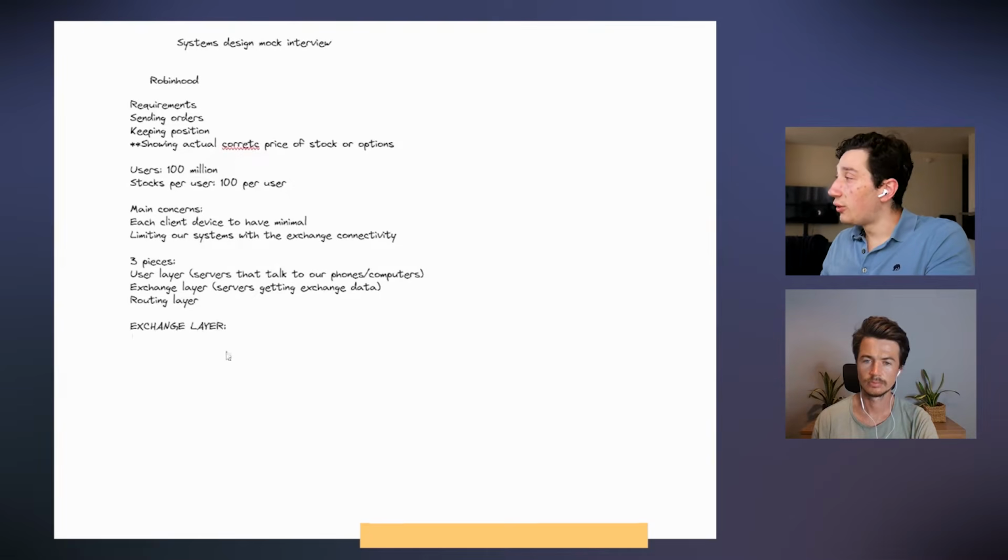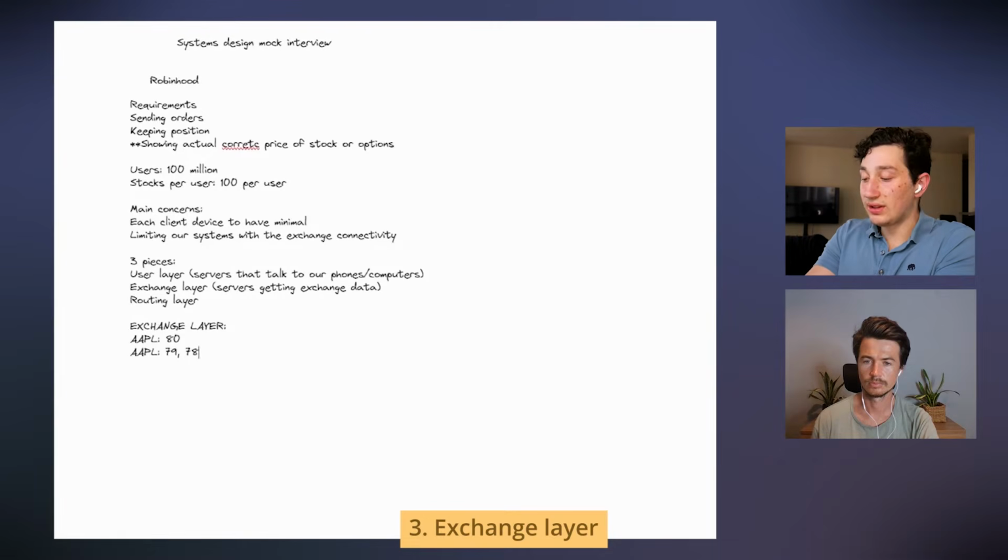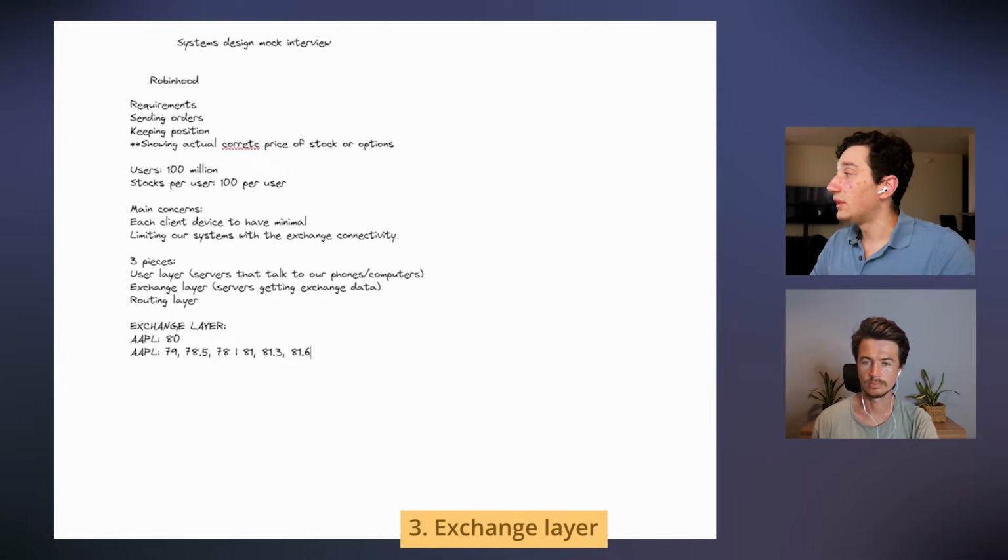For background, for whoever's watching this, because I think it's important for something like Robinhood, most exchanges are not publishing just, Apple is $80. What they're publishing is that Apple has several offers. Someone wants to buy it for $79, someone wants to buy it for $78.5, someone wants to buy it for $78. And on the other side, someone wants to sell it for $81, someone wants to sell it for $81.3, and someone wants to sell it for $81.6. So the exchange is never actually giving you a price that goes directly to the customer.